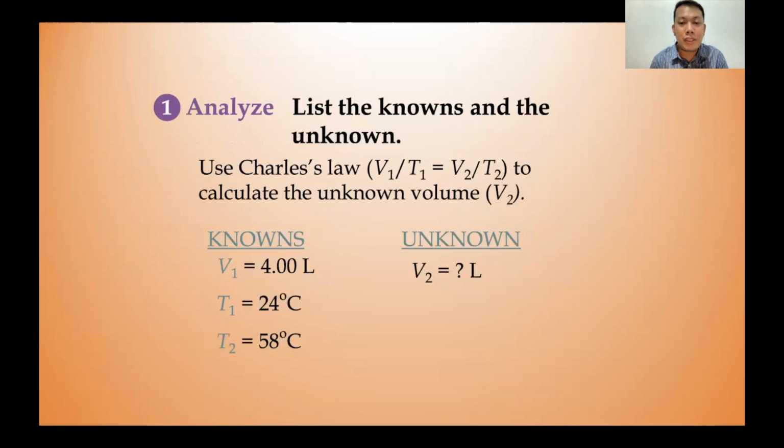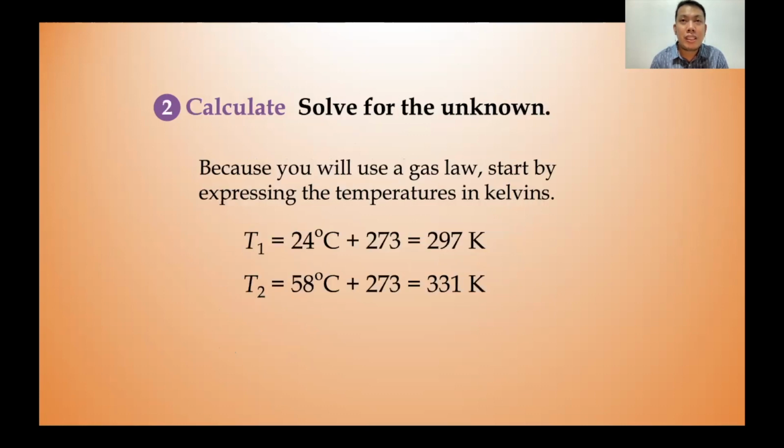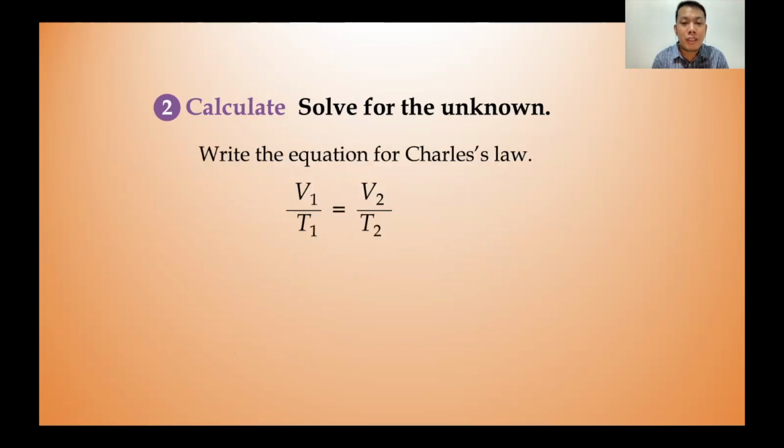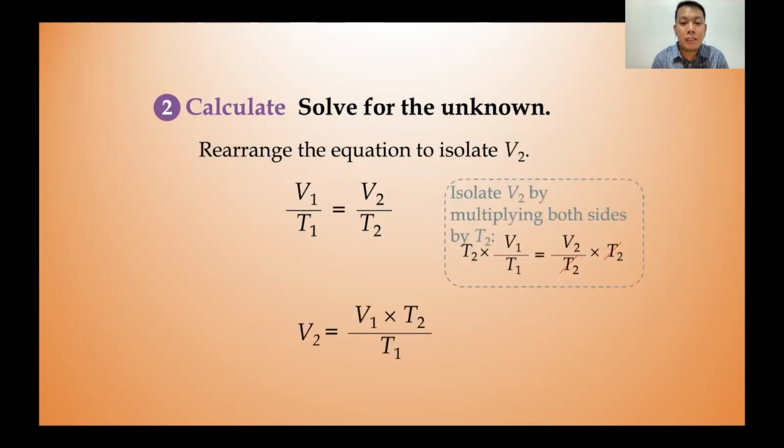Again, the first step is to write the known and the unknown. The known is V1, 4 liters, T1, 24 degrees Celsius, T2, 58 degrees Celsius. The unknown is again V2. Of course, since the temperature is not in Kelvin, you have to convert it first to Kelvin. And then you have to apply the formula. Multiply both sides by T2 in order to cancel out T2 from the V2. With that, you have a formula of V2 is equal to V1 times T2 over T1.